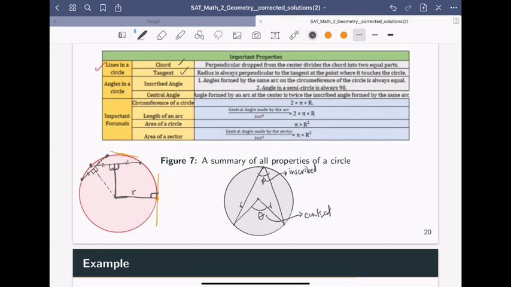Two very important properties about these angles: if these points are A and B, and I make another angle here using these same two points, the measure of these two angles will always be the same. Here it is written: angles formed by the same arc, arc AB, on the circumference of the circle are always equal. And there is another property here: angles in a semicircle are always 90 degrees, which essentially means if I were to divide the circle into a semicircle, I'll just use another circle for this property.